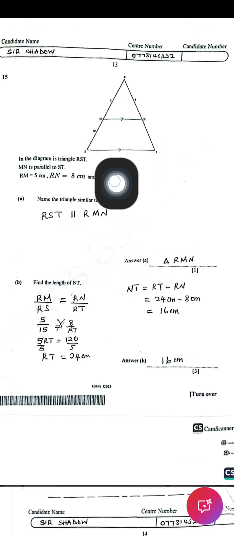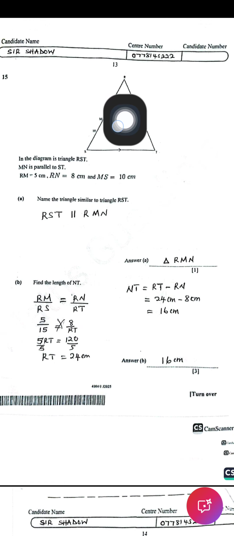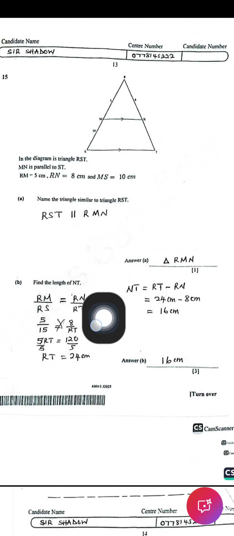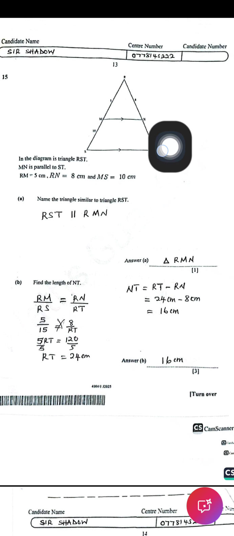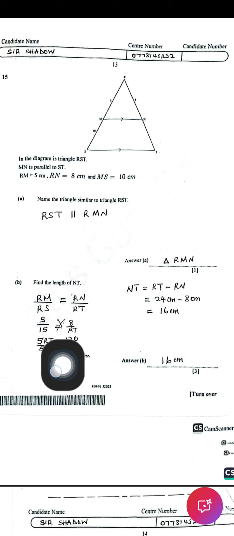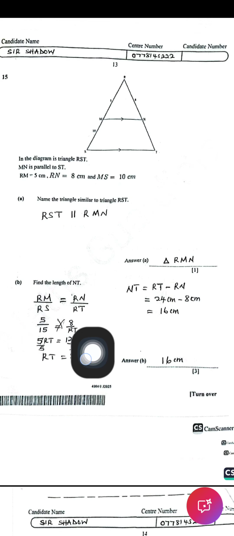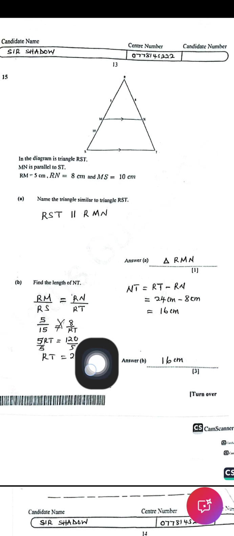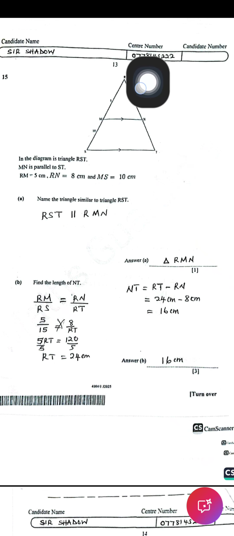Right, but I'm given RM. RM is 5. So 5 over RS, which is 5 plus 10, which is 15. So 5 over 15 equals. Then we are given that RN is 8 over RT, which is unknown. So this becomes 5 over 15 equals 8 over RT. Therefore, cross multiplication, so 5 RT equals 120. Divide both sides by 5. So RT is equal to 24 centimeters. I managed to find RT.